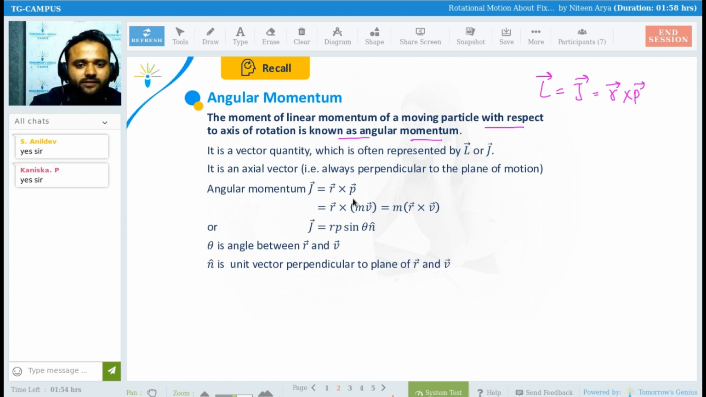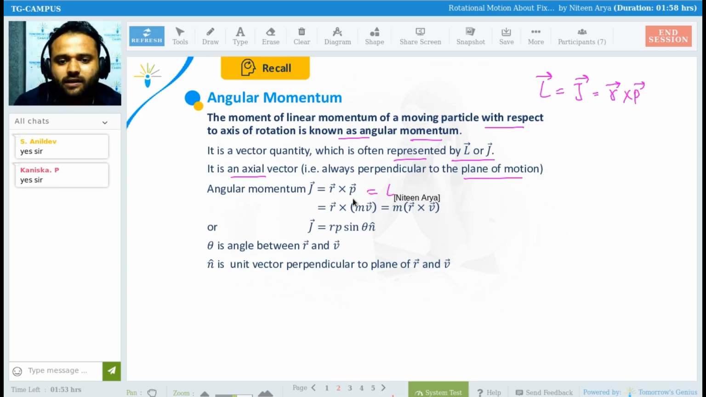So it is a vector quantity which is often represented by the symbol L or J. It is an axial vector, always perpendicular to the plane of motion, and angular momentum J equals r cross p, or you can write it with the symbol L. Putting the value of p, which is m times v, m r cross v, because mass is a scalar term, and that is J = r p sin theta n.